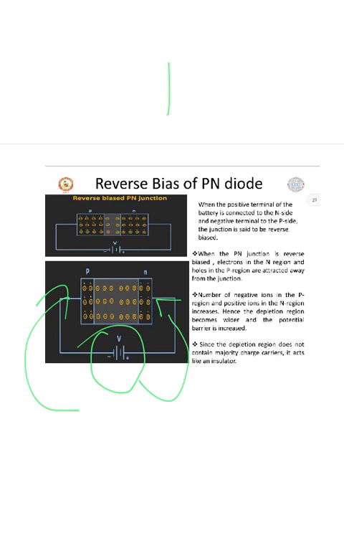When the PN junction is reverse biased, the electrons in the N region and holes in the P region are attracted away from the junction. The number of negative ions in the P region and positive ions in the N region increases. Hence, the depletion region becomes wider and the potential barrier is increased. Since the depletion region does not contain majority charge carriers, it acts like an insulator.